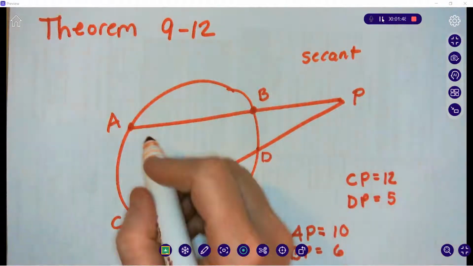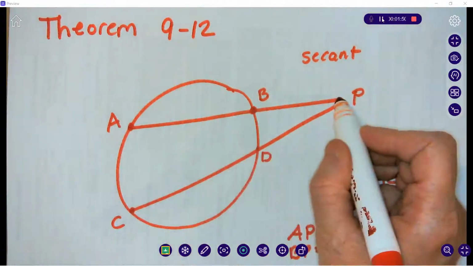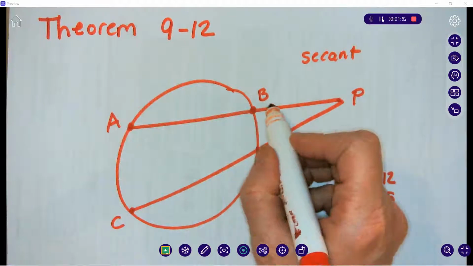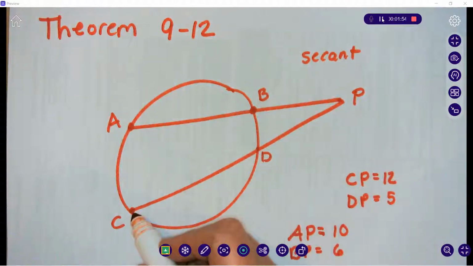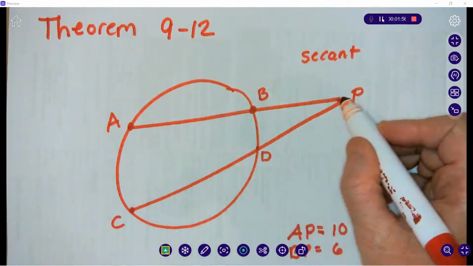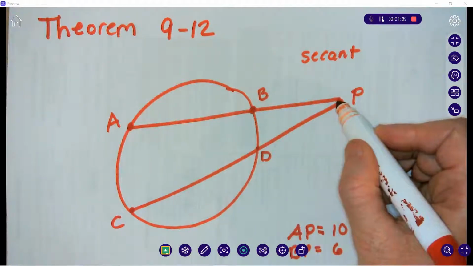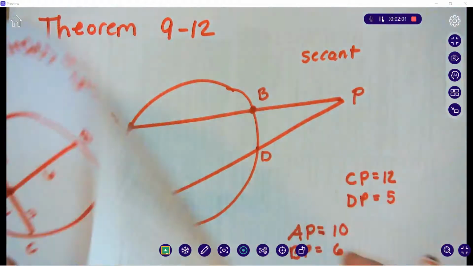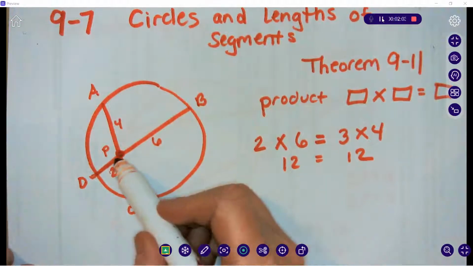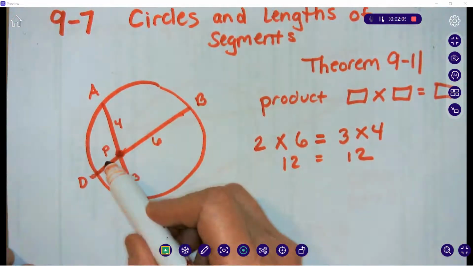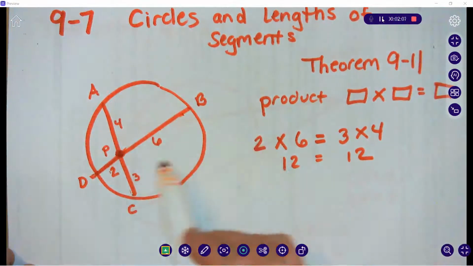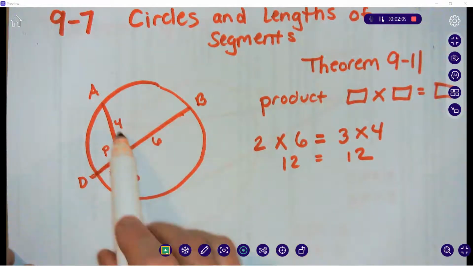In this case, the product of this whole secant times the outside part should equal the product of this whole secant times its outside part. So it's different from the chords. In the chords, we're multiplying the two pieces together. So that's why it would be 2 times 6 and then 3 times 4.